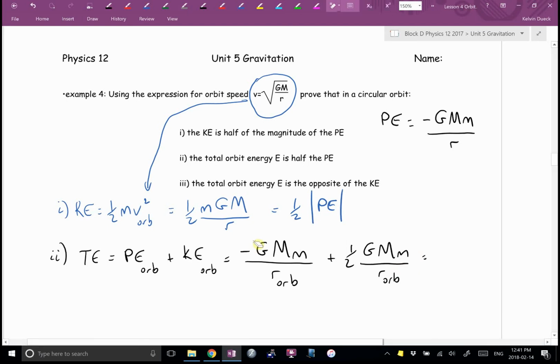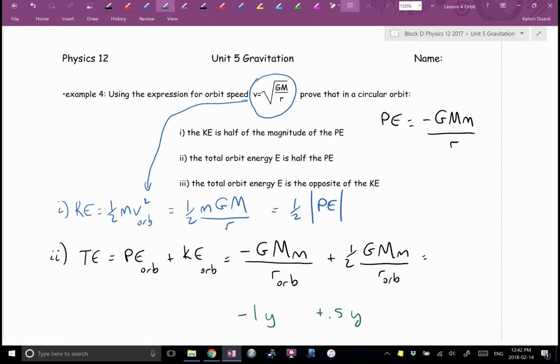Lena, what number is sitting in front of the G right there? It's invisible, but what number? And I noticed that this has a G, this has a G, this has a big M, little m, R. These are actually like terms. This is the same mathematically as negative 1y plus 0.5y. It's just that instead of a y, I've got a big G, big M, little m over R.